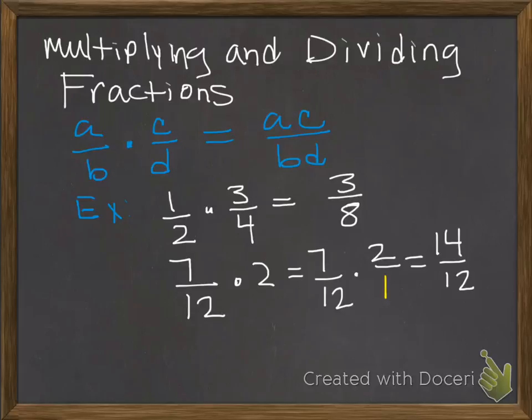Let's not forget to reduce our fraction. 2 can go into 14 and 2 can go into 12. So 14 over 12 is reduced to 7 over 6. So 7 over 6 is our final answer.